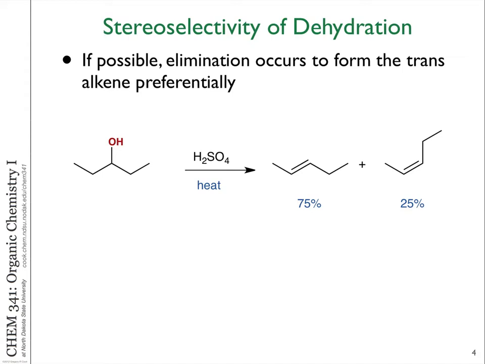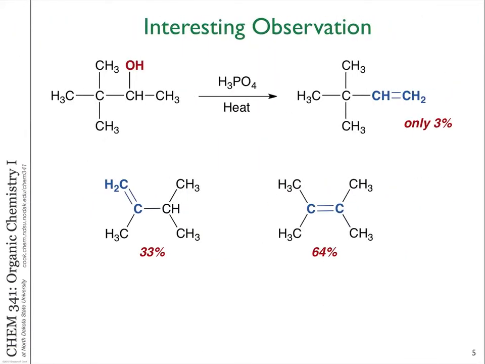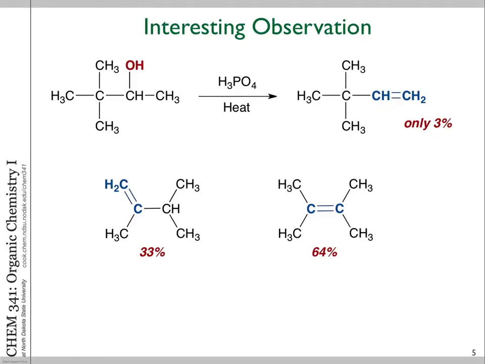Okay, if we take a look at this next case here, one other aspect of this E1 mechanism is the formation of carbocations that undergo skeletal rearrangements. So you can see in the example we talked about at the last class that if we protonate this OH group and remove this and form a carbocation at this position, we could eliminate from the hydrogens that are beta to it to form the product I've shown here on the right, but that's only producing about 3%.